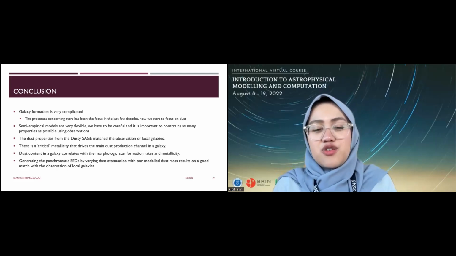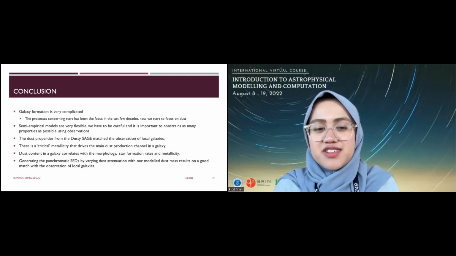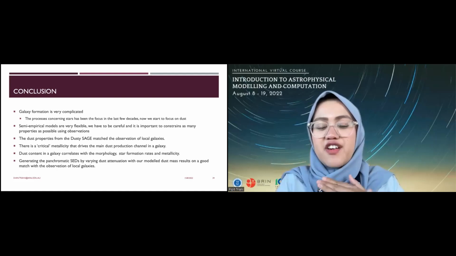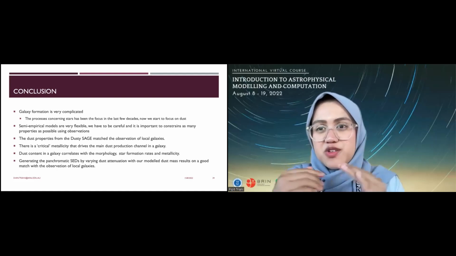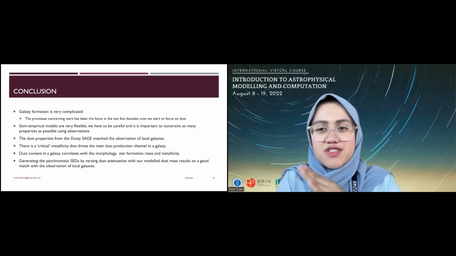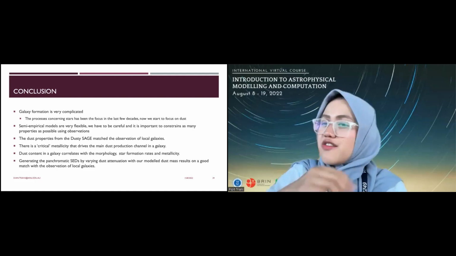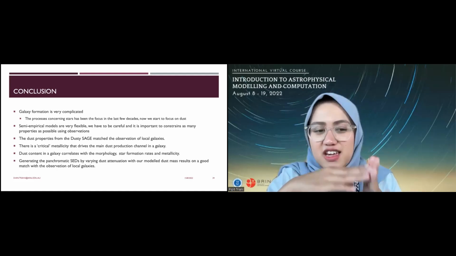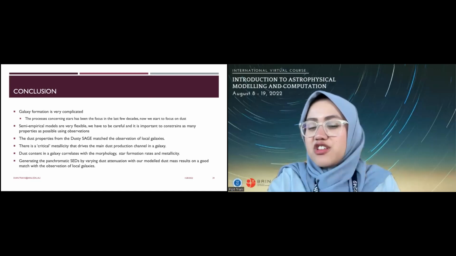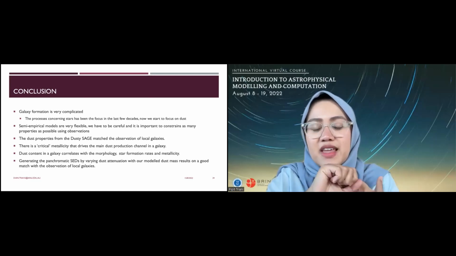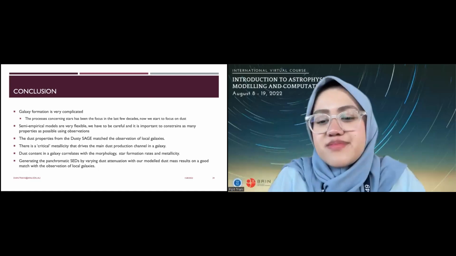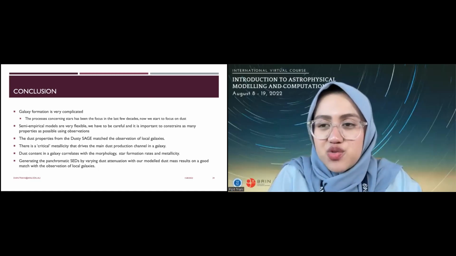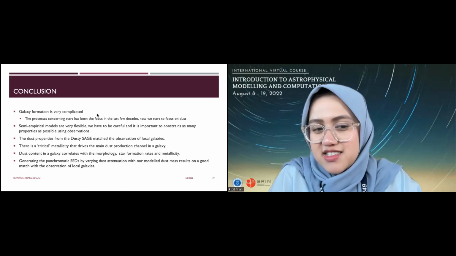Now, the study that we got from the CSH is that we can now match the observations of local galaxies, and we know that there's a critical metallicity and a critical point in the dust production mechanism where there's a switch. Remember, there's a switch between the stellar production and the dust growth that is different from the star formation rate density, and it drives the dust production channel in galaxies. And we also learned how the dust content correlates with morphology, with the star formation rate and metallicity, and generating the luminosity function by using the model dust mass results in quite a good match with the observations of local galaxies.